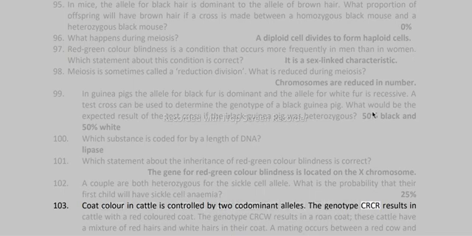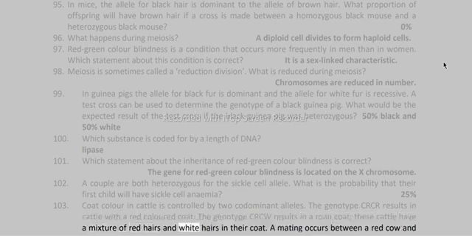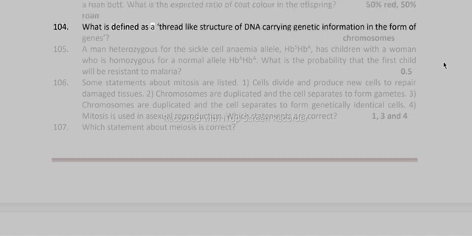The genotype CRCR results in cattle with a red-colored coat. The genotype CRCW results in a roan coat. These cattle have a mixture of red hairs and white hairs in their coat. A mating occurs between a red cow and a roan bull. What is the expected ratio of coat color in the offspring? 50% red, 50% roan. 104. What is defined as a thread-like structure of DNA carrying genetic information in the form of genes?